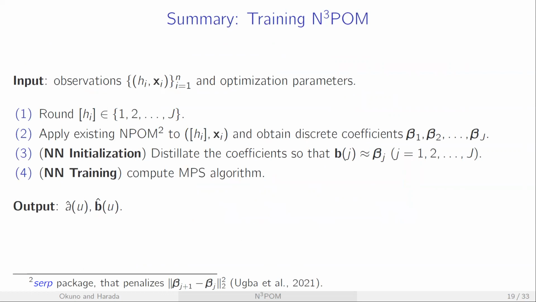Okay, so this slide summarizes the training procedure of N3POM. In this training, we first input observations, the pairs of continuous response H and the covariate X. Then we compute the discretized version of the continuous response H. Then we apply the existing NPOM approach to the discretized responses to obtain the discrete coefficients. After that, we initialize the neural network so that the neural net coefficients approximate the existing NPOM outputs. This initialization is like a distillation of the neural network. Subsequently, at last, we run the proposed MPS algorithm for optimization. Then we output the estimated functions A and B, so we can train N3POM very easily.